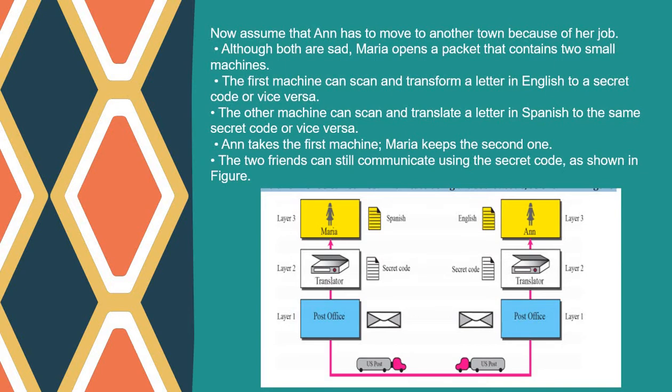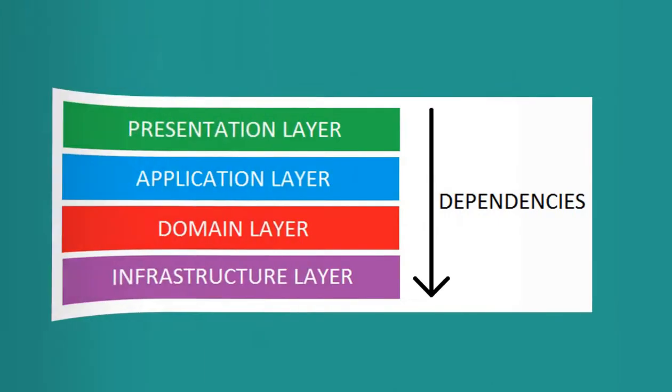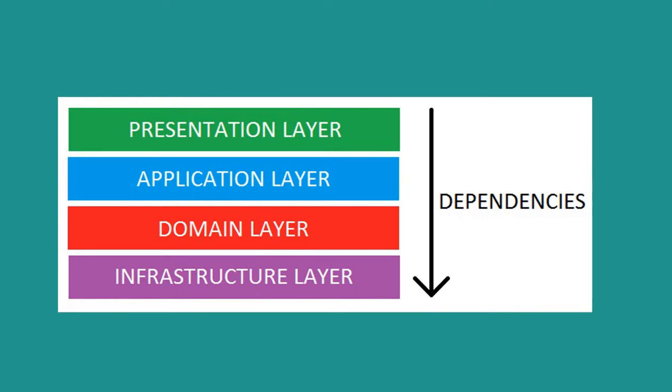Previously they were using sign language because it was face-to-face communication. Now it is very difficult for them, they won't be able to communicate with the help of sign language. So they use a machine which transforms their secret codes into their particular languages, English or Spanish, and with the help of that, they can easily communicate with each other. So this is called a layered architecture.